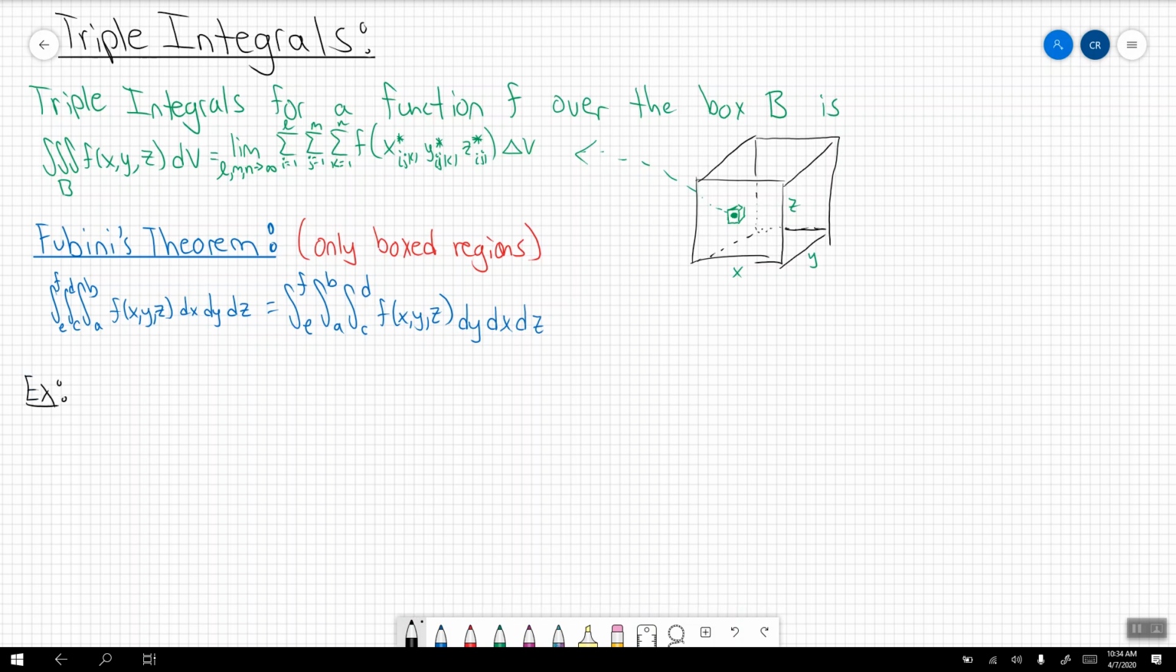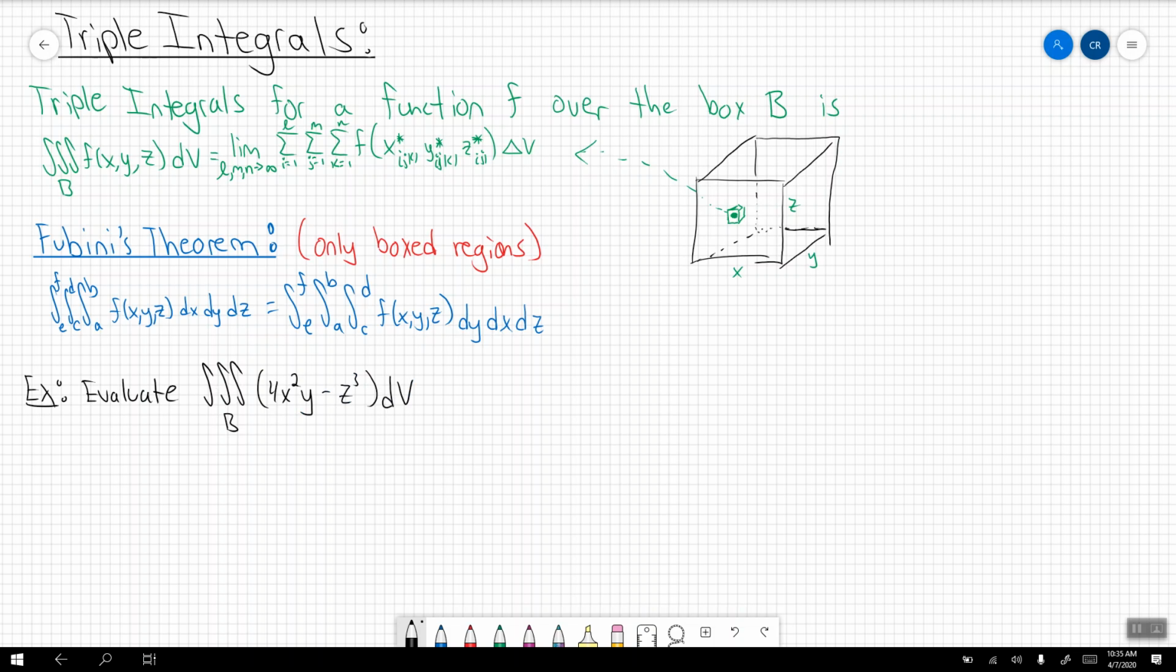So let's look at this example. We want to evaluate this integral. It's a triple integral over a boxed region for 4x squared y minus z cubed dV. Now I want you to pay attention to the notation here.